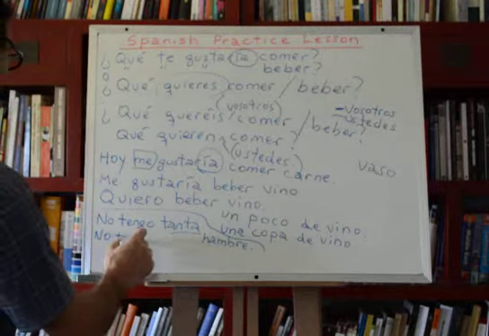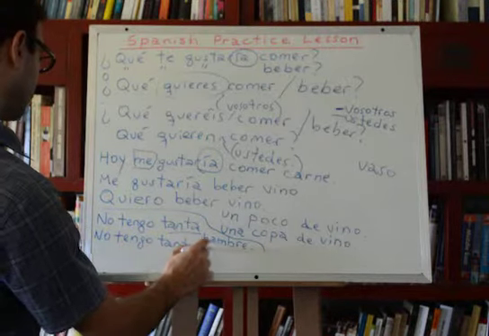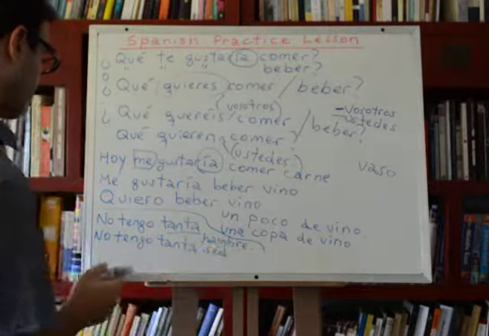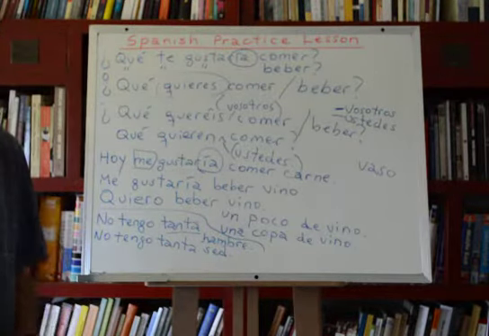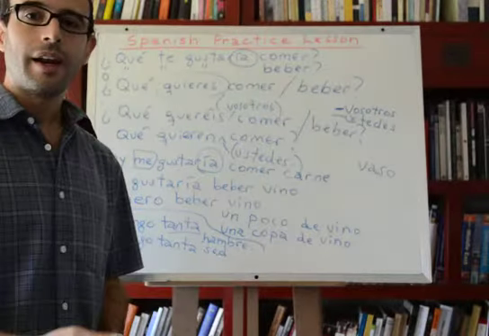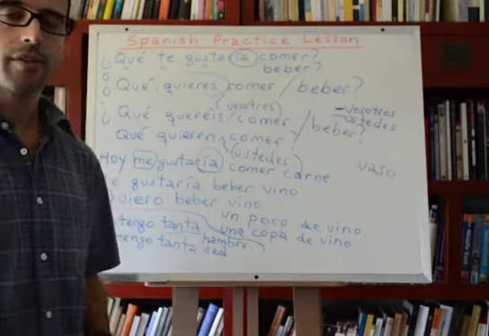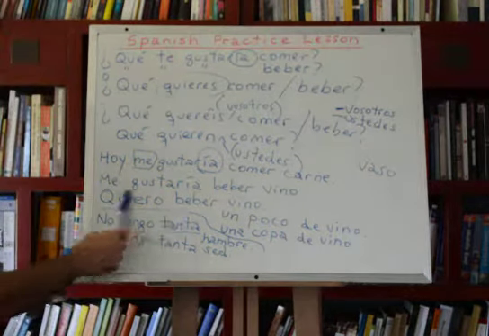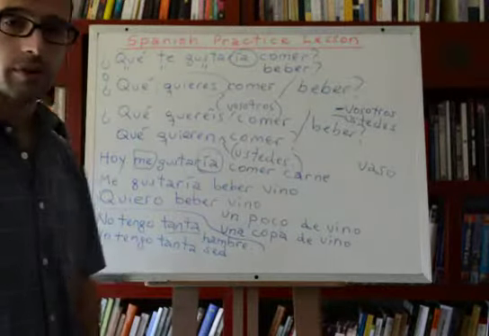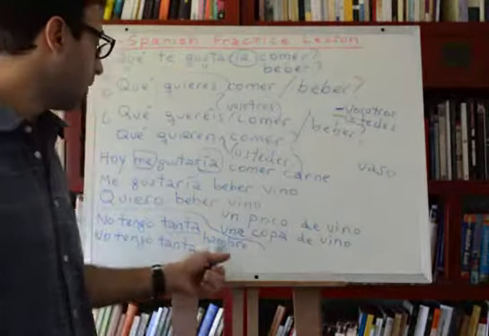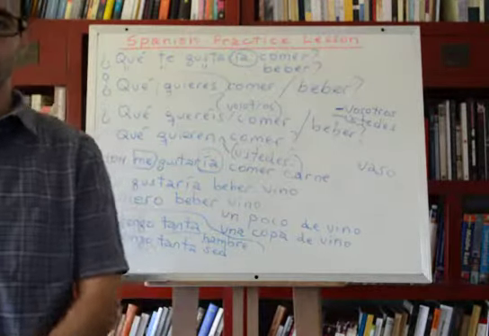No tengo tanta sed. Okay? No tengo tanta sed. I'm not so thirsty. I don't have so much money. It's very similar to this. We just need to change the noun, right? The object. Instead of being hunger or thirst, it is money. I don't have so much money.